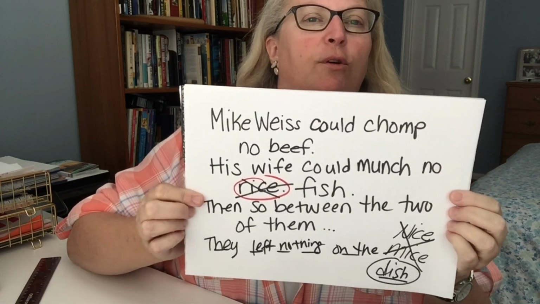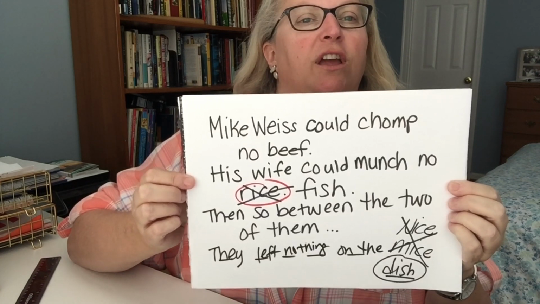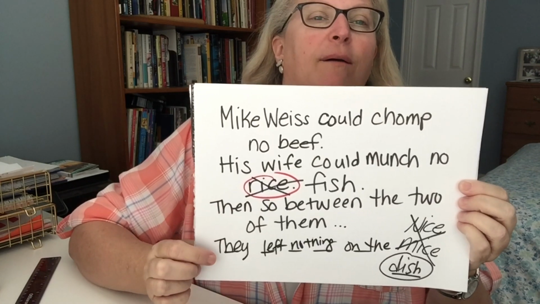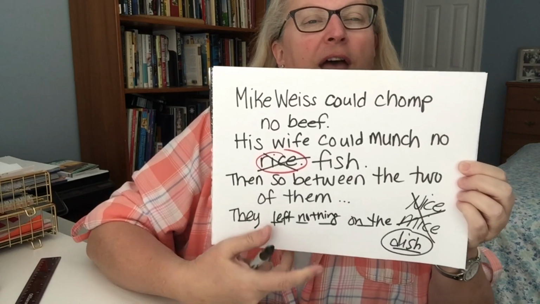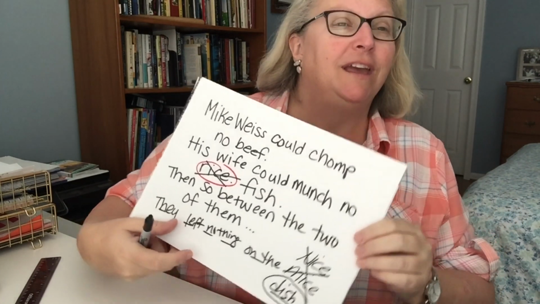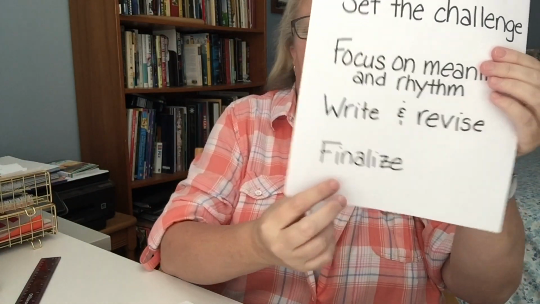So let's see if that seems like it's kind of working. Mike Weiss could chomp no beef. His wife could munch no fish. Then so between the two of them, they left nothing on the dish. I think it sounds pretty good. I'm going to write a final copy just to make sure it really looks like what I want it to be. So that's what I'm doing here.